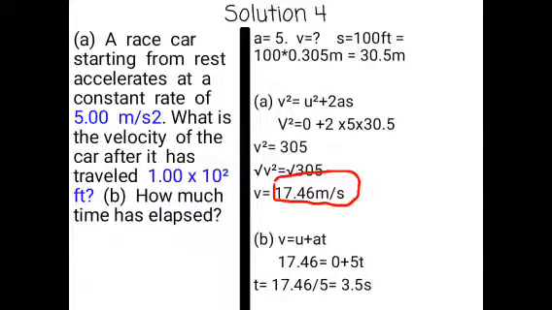V from our A section. We've gotten the final velocity to be 17.46, so I'm going to use it in the second aspect. The v, 17.46, is equal to 0 plus 5t. Our time will be equal to 17.46 all divided by 5, which is about 3.5 seconds. That's all.